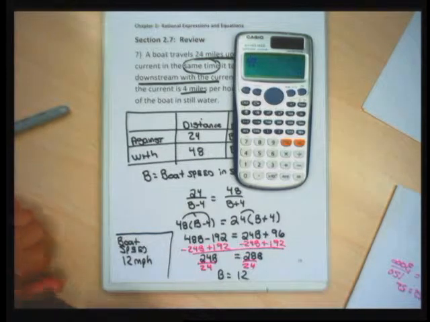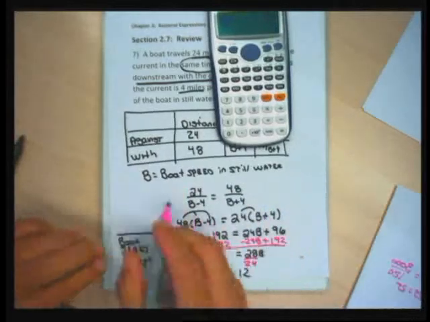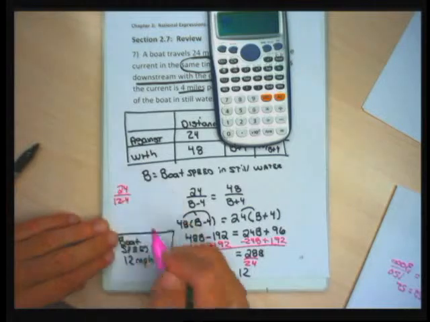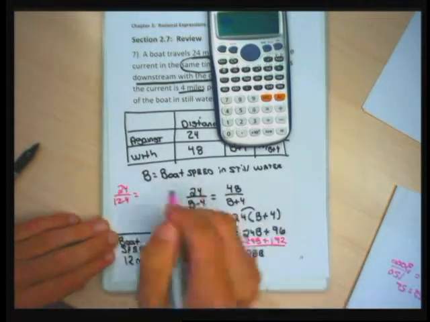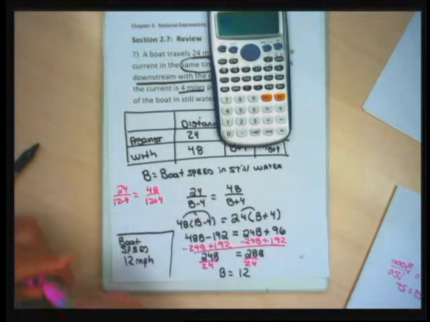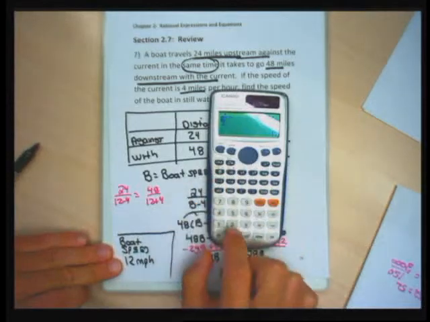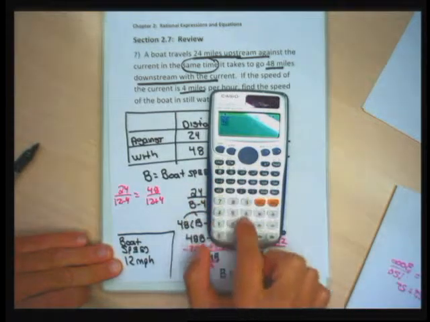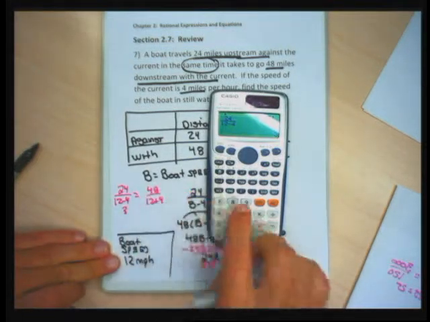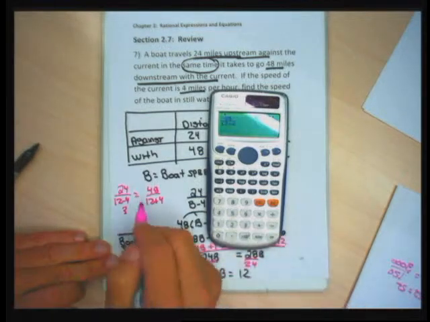Now I'm going to check a bunch. First part of my checking is I'm going to plug the numbers into the original problem. Does 24 over 12 minus 4 equal 48 over 12 plus 4? So I need that to work. And both of these give me time. So 24 over 12 minus 4 gives me 3 hours. And similarly, 48 over 12 plus 4 is going to give me 3 hours.